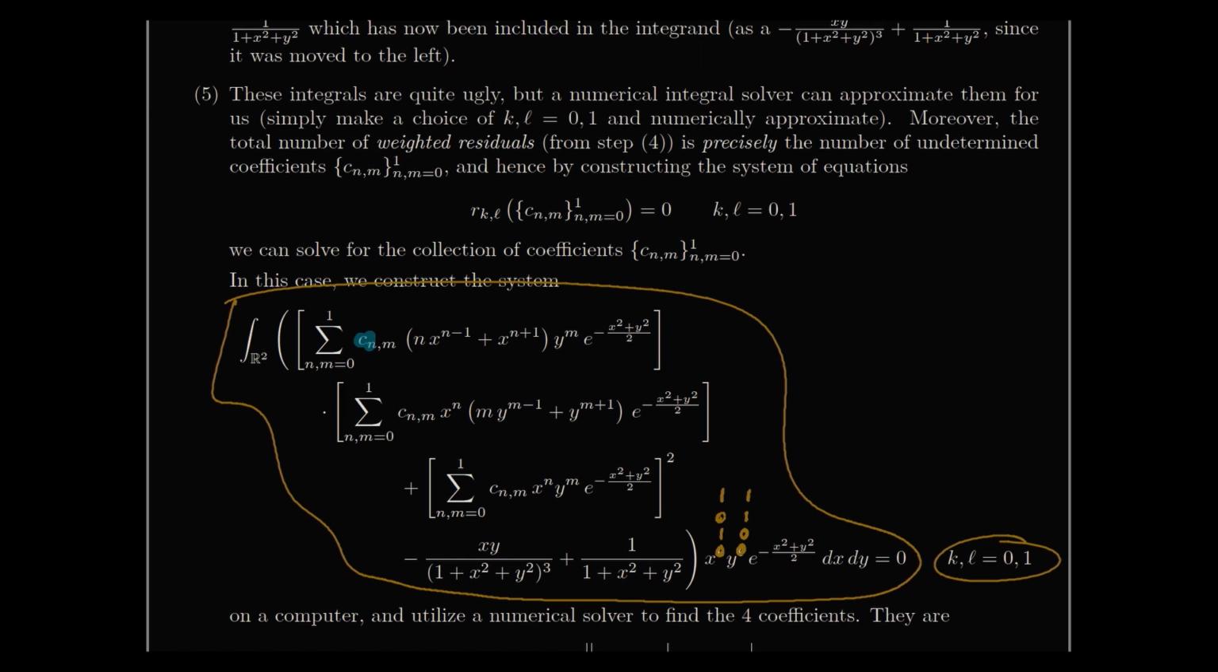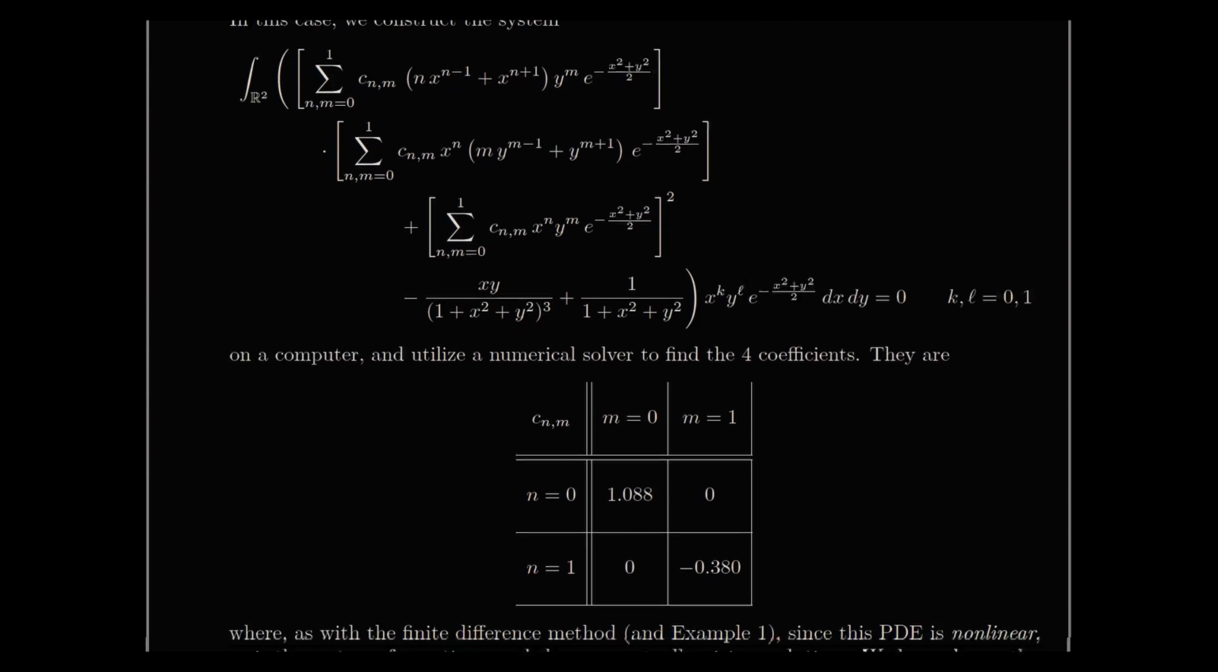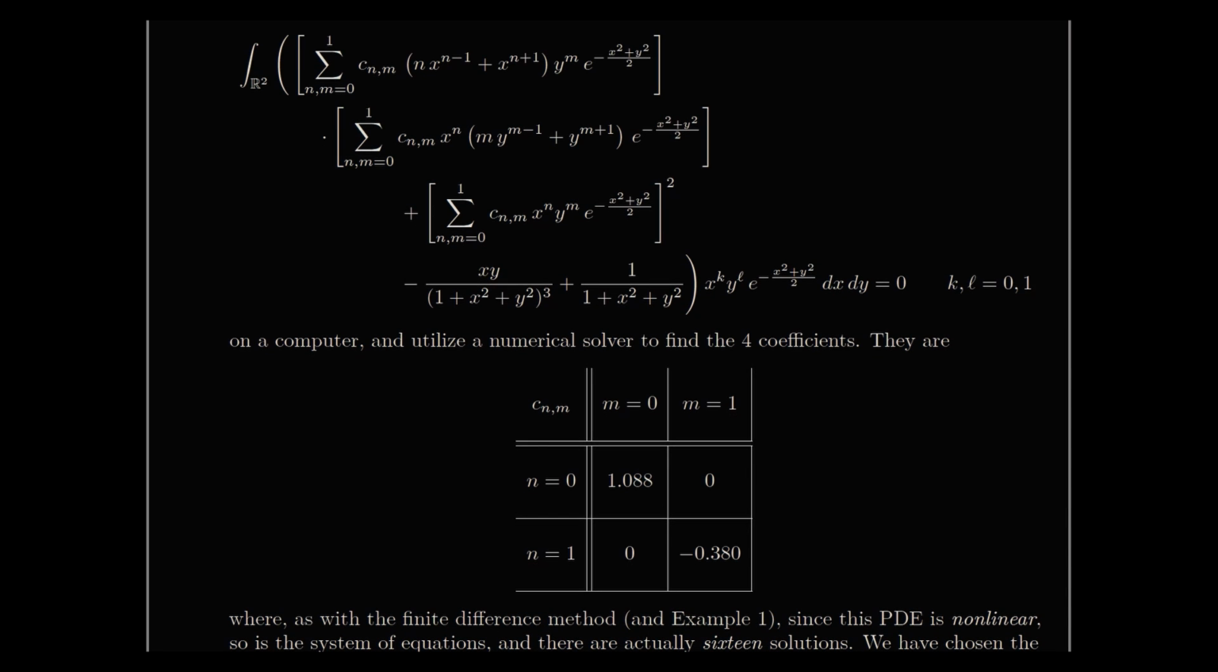And then keep in mind, these are the undetermined coefficients that will need to be solved for. When I have this system of 4 equations, they're all equal to 0, with 4 unknowns, the unknowns being C11, C00, C01, and C10. 4 equations, 4 unknowns. I can solve on a computer. I just have a computer solve all these integrals for me, because there's no way I'm going to do it myself. And we also have the computer solve the C's, and we get 1.008, 0, 0, and negative 0.380.